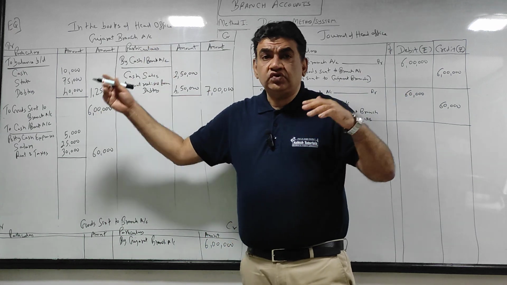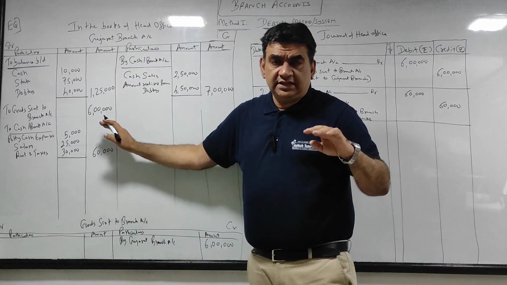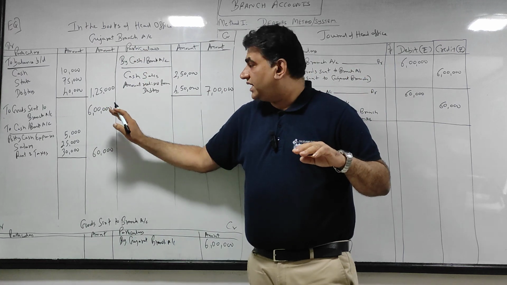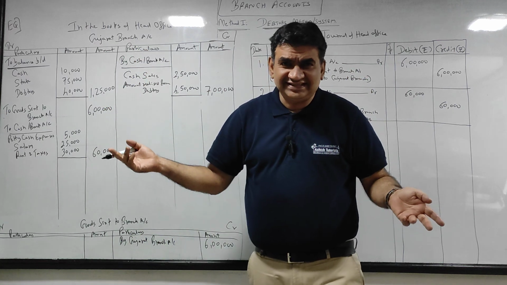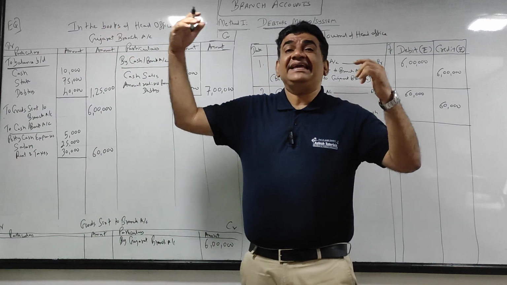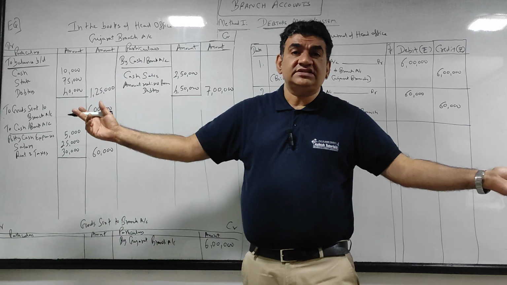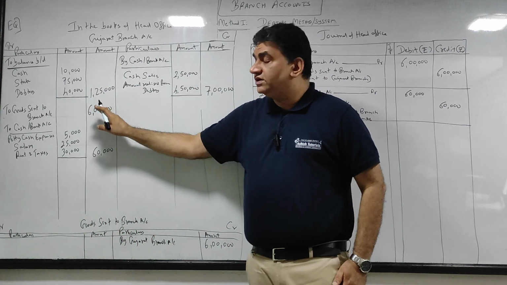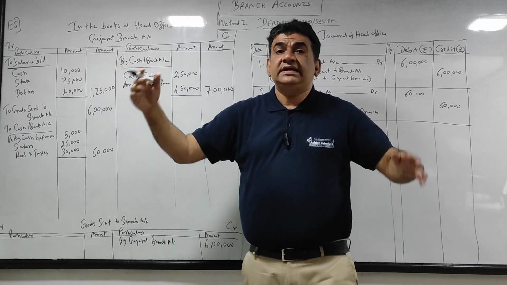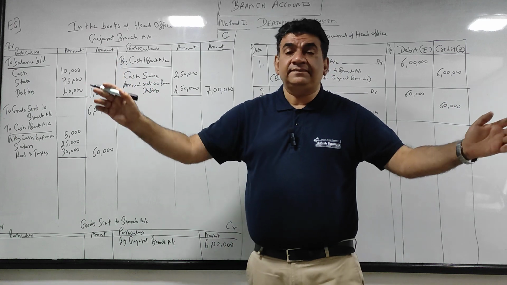हेड ऑफिस ने ब्रांच को 6 लाख का गुड्स भेजा। Head office has sent goods to branch, 6 lakhs. टाइम पास के लिए तो नहीं भेजा. Why have they sent? So they can sell it. देखो, ब्रांच खोलने का मोटिव क्या था? To expand your business. So if head office has sent the goods of 6 lakhs to branch, it will sell it.